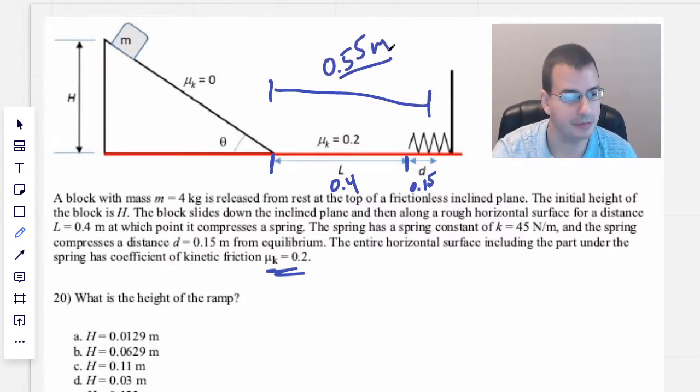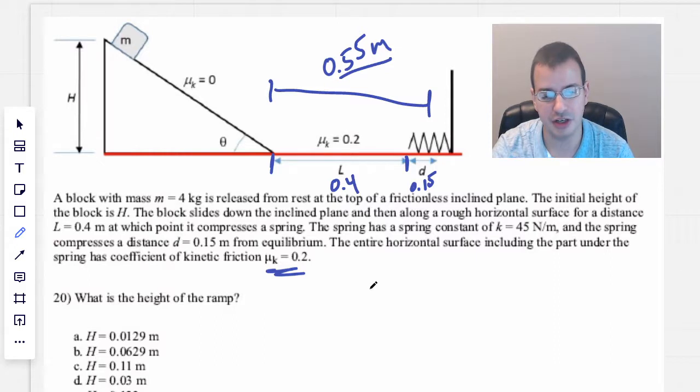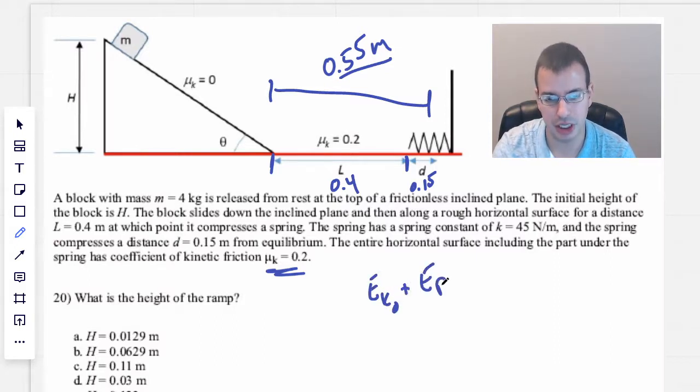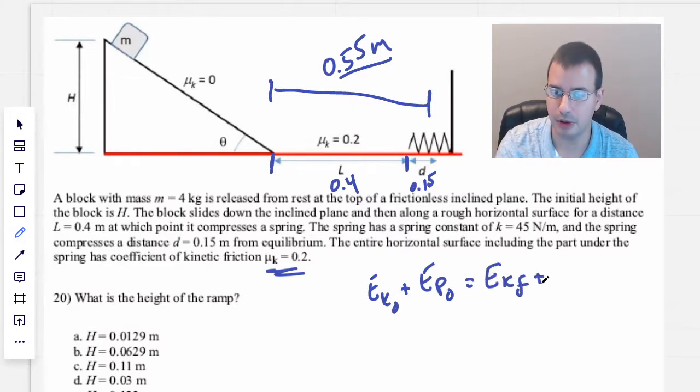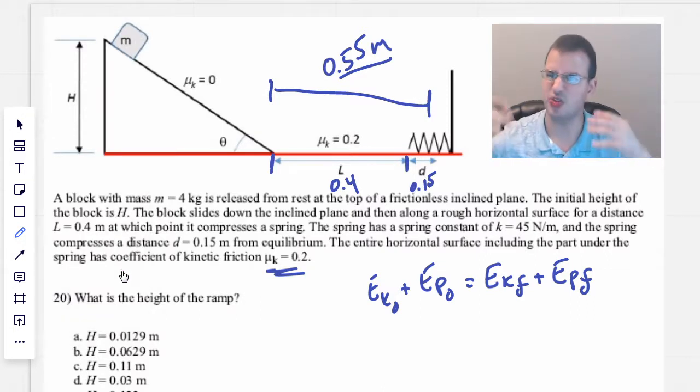So that's important. What is the height of the ramp? Okay, so this is just conservation of energy. Whenever you think of conservation of energy, you think energy kinetic initial plus energy potential initial equals energy kinetic final plus energy potential final. Now, this is more useful for when you're talking about things that are frictionless.